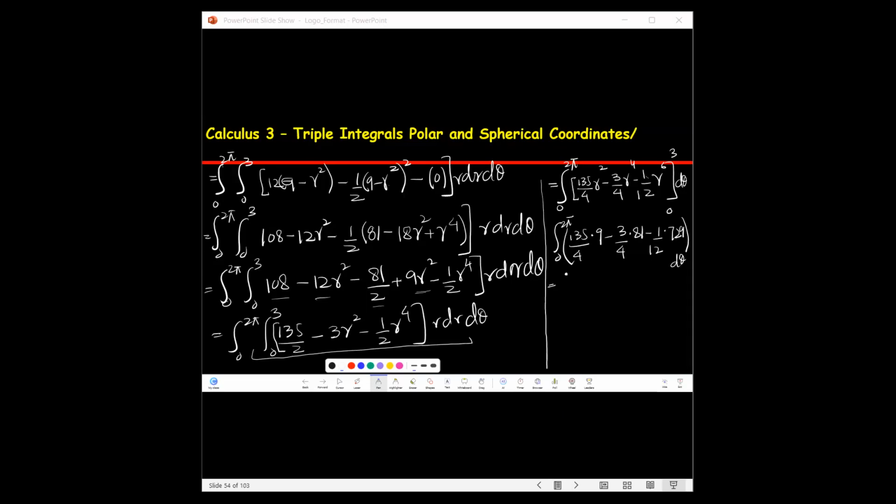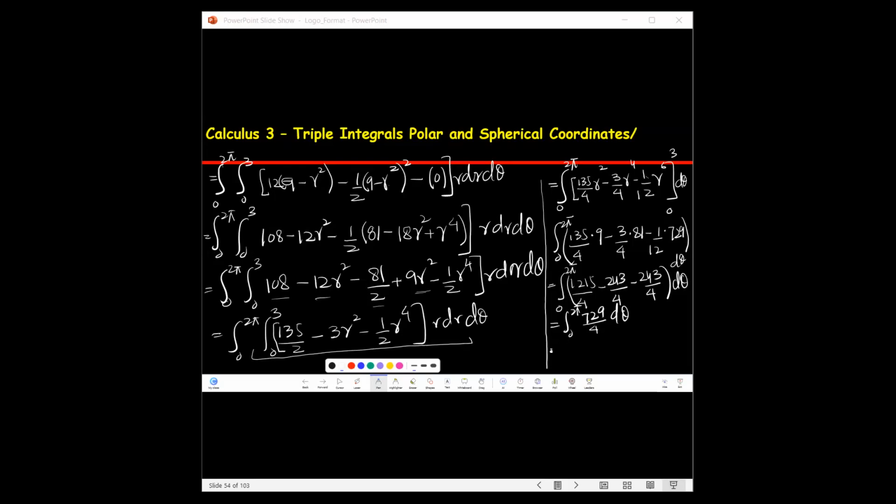Let's simplify it further before we do the last integral. We need to just get rid of all these numbers. So it's going to be 1215 over 4 minus 243 over 4, and then minus 243 over 4 d theta, 0 to 2 pi, and 729 divided by 4 d theta.